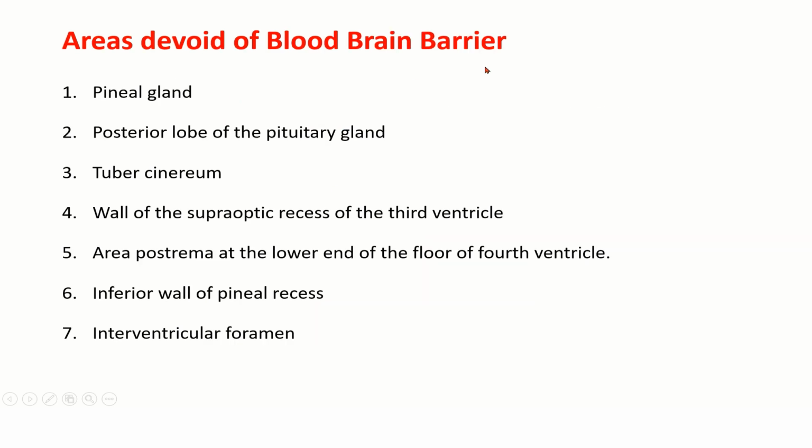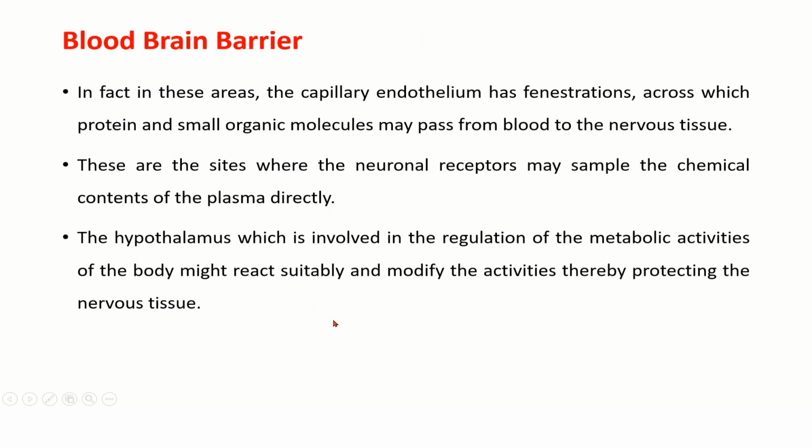Areas devoid of blood-brain barrier are the pineal gland, the posterior lobe of the pituitary gland, tuber cinereum, wall of the supraoptic recess of third ventricle, area postrema at the lower end of the floor of fourth ventricle, inferior wall of pineal recess, and interventricular foramen. In these areas, the capillary endothelium has fenestrations, across which protein and small organic molecules may pass from blood to the nervous tissue. So these are the sites where the neuronal receptors may sample the chemical contents of plasma directly. The hypothalamus, which is involved in regulation of metabolic activities of the body, reacts suitably and modifies the activities, thereby protecting the nervous tissue.